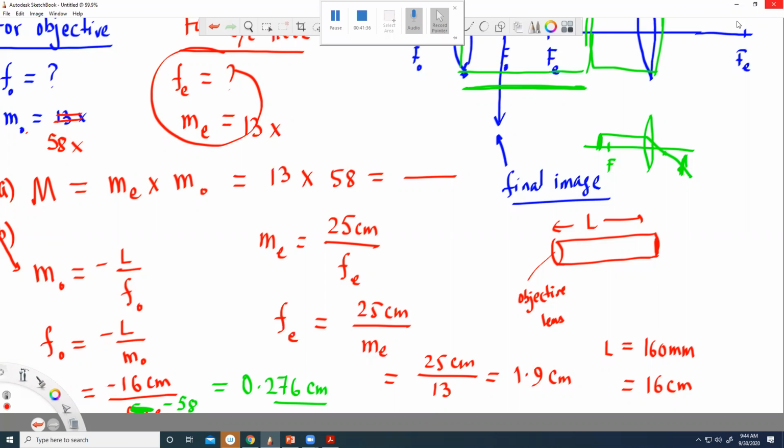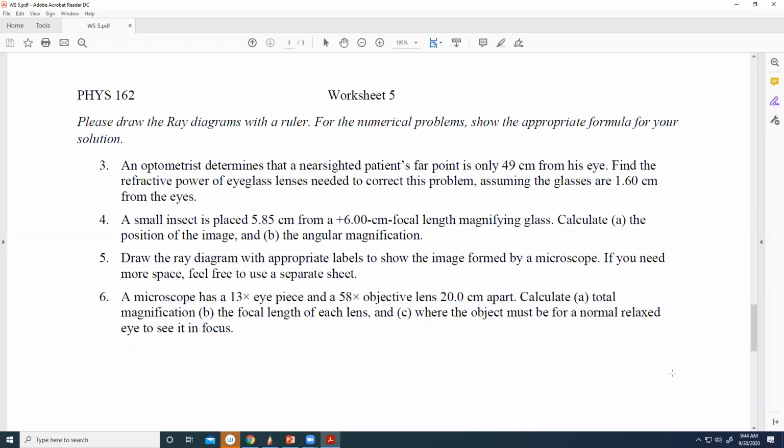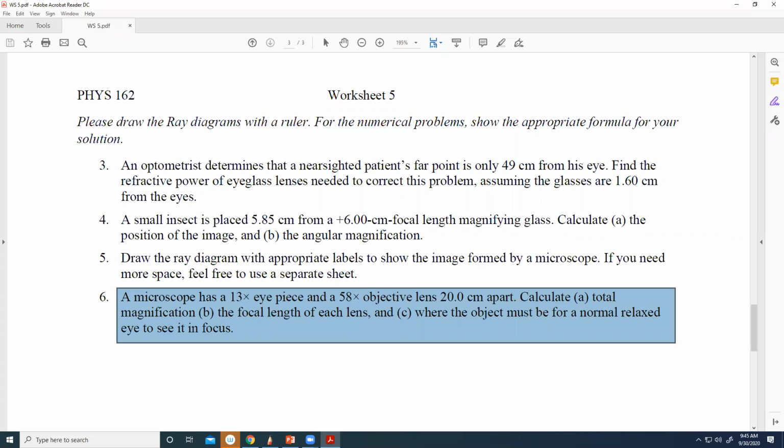Okay, so let's look at the last one, part 3: where the object must be for the normal relaxed eye to see it. So let's look at this part.